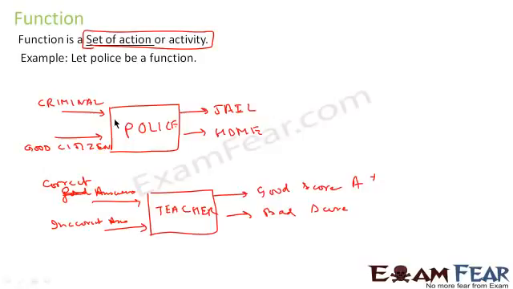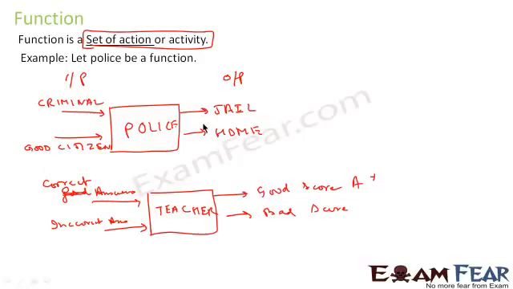Depending on the input, the left side is input and the right side is the output. Depending on the input you are giving, whether a correct answer or an incorrect answer, the teacher is giving you a good score or a bad score. Similarly, in case of police, depending on whether police is getting a criminal or citizen, police behaves in a different way. This is a very basic overview of function. Function is nothing but a set of actions to be performed. We can consider function as a box and then we can give an input and get the output.